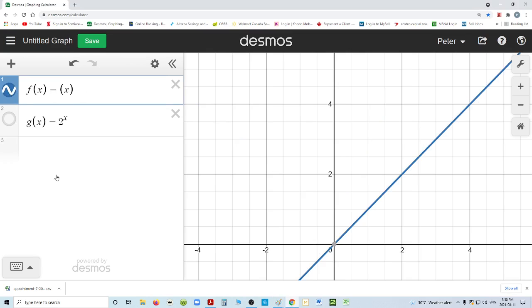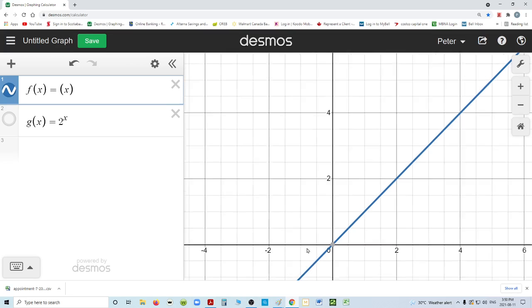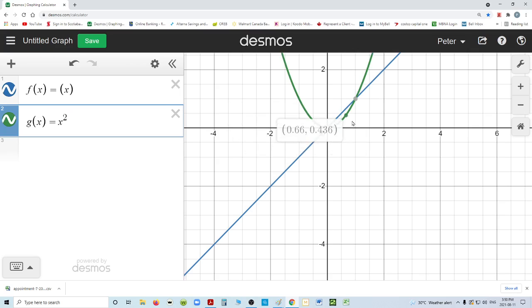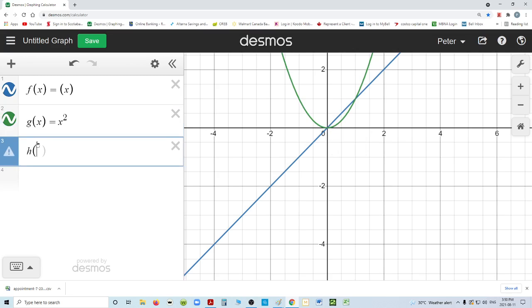So there's my line. See, notice all my left of the origin, all my y values are negative. Right? And then I'm going to look at my normal parabola. Right? All my values are positive except at origin, which means we're going to share this origin point when I multiply them. And here's the multiplier.